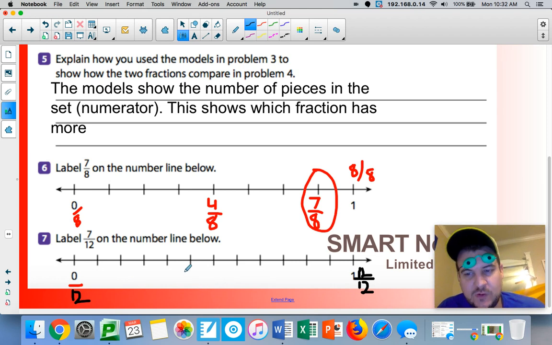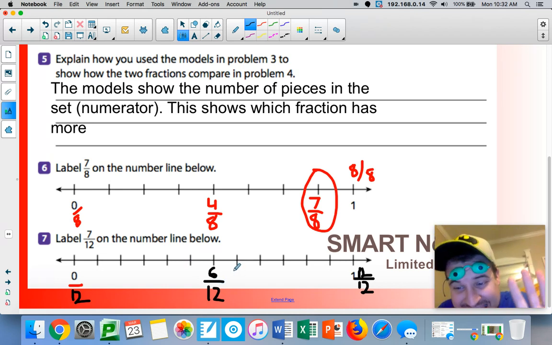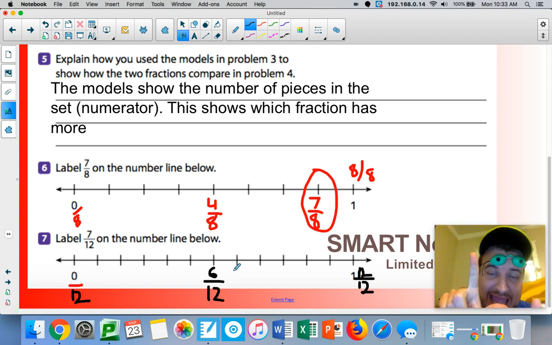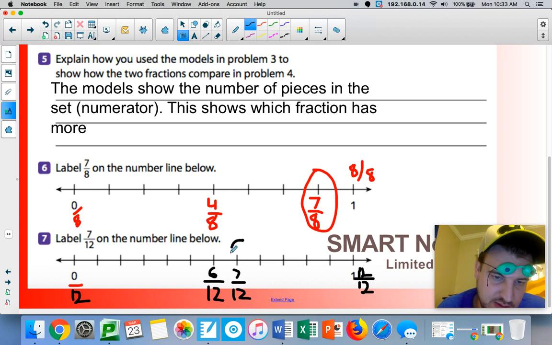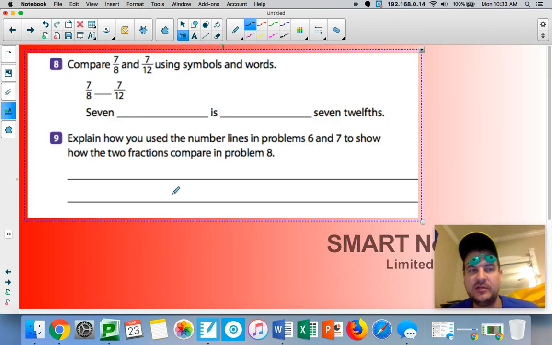Halfway between 0 and 12 is 6. 12 divided by 2 is 6. All right, so we're looking for 7/12. So this is 6/12, so right in the middle, right after 6. Plus 1, 7. 7/12 falls right here on the number line.